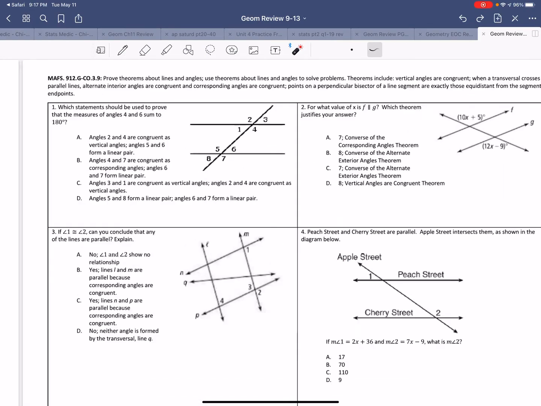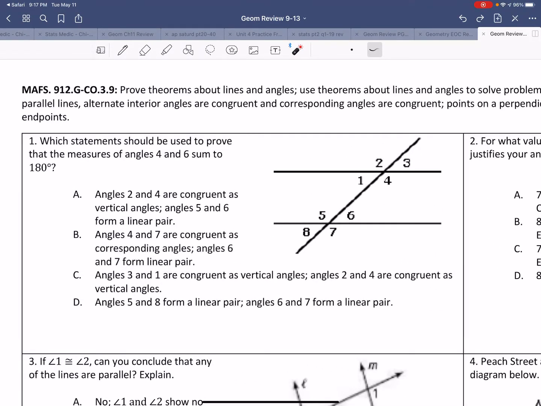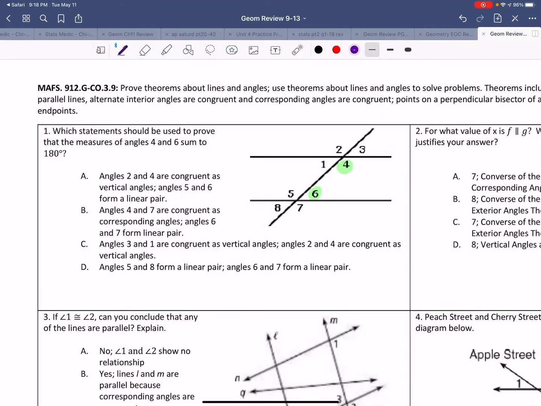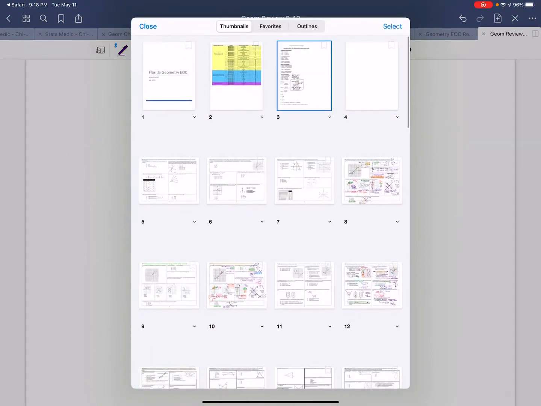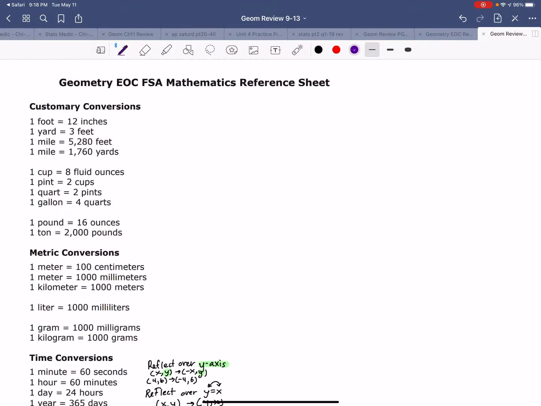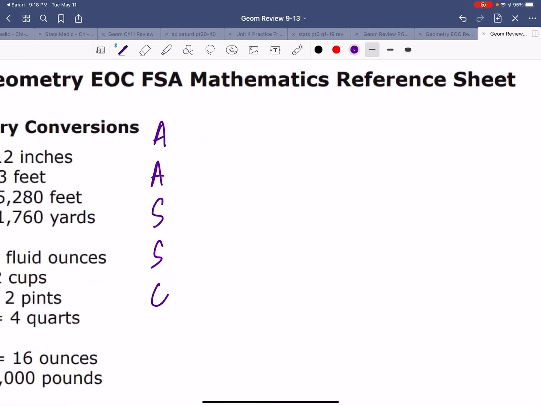Let's take a look. Question 1 says, which statement should be used to prove that the measure of angles 4 and 6 sum to 180? So let's list all of these on my formula sheet. I keep going to this formula sheet, right? The parallel line theorems are AASC: alternate interior angle theorem, alternate exterior angle theorem, same side interior angle theorem, same side exterior angle theorem, and corresponding angle postulate.